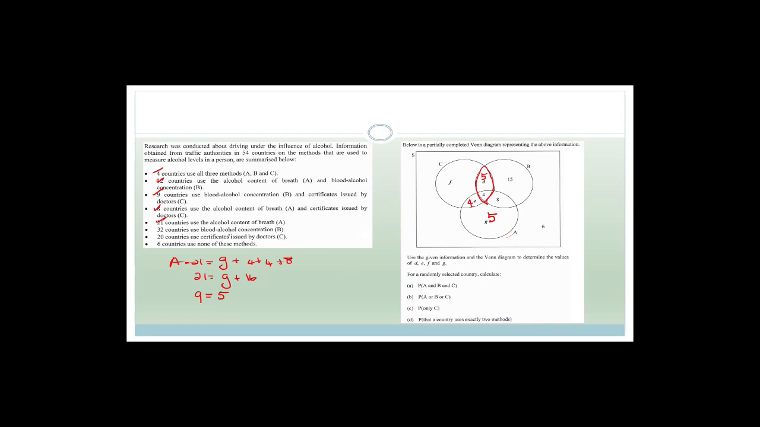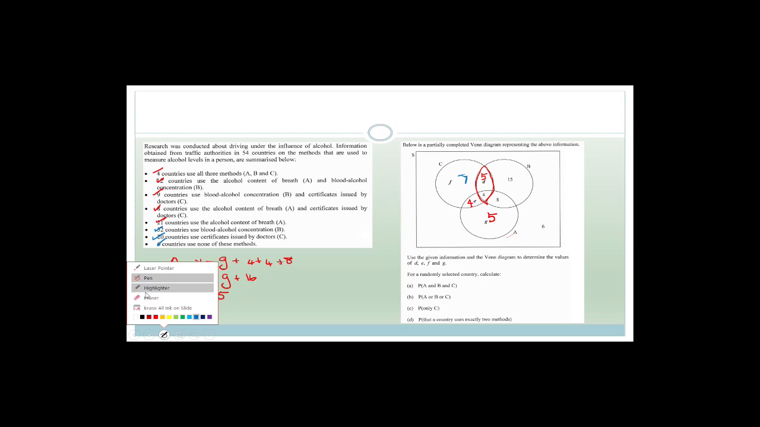It says 32 countries use blood alcohol concentration B. So let's check this: 5 and 15 is 20, and 4 and 8 is 12, which is perfect, so that works. 20 countries use certificates issued by doctors. So 5 and 4 is 9, plus 4 is 13, but there are 20, so there is a 7. And then finally, 6 countries use none of these methods. Awesome, so we have now used all the information to complete the Venn diagram. It says use the given information to determine the values of D, E, F, and G.